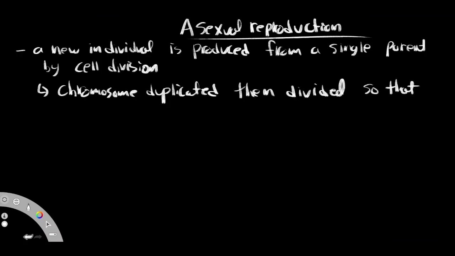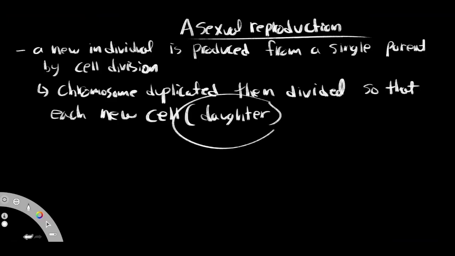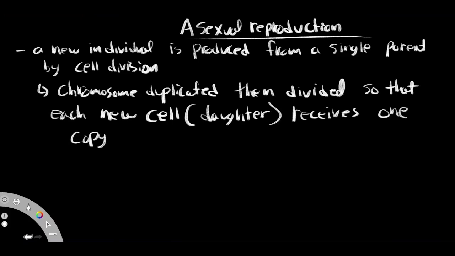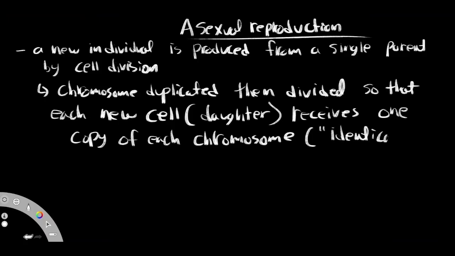So that each new cell, we call this a daughter cell. A new cell that is formed, we call it a daughter. So each new cell that it's split apart into receives one exact copy of each chromosome. So then this one is obviously identical. It is completely the same.